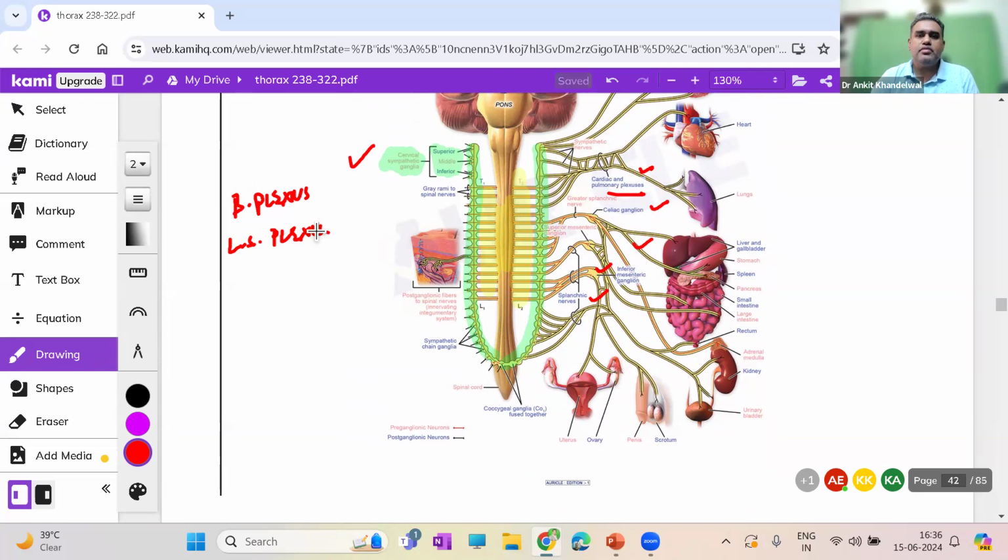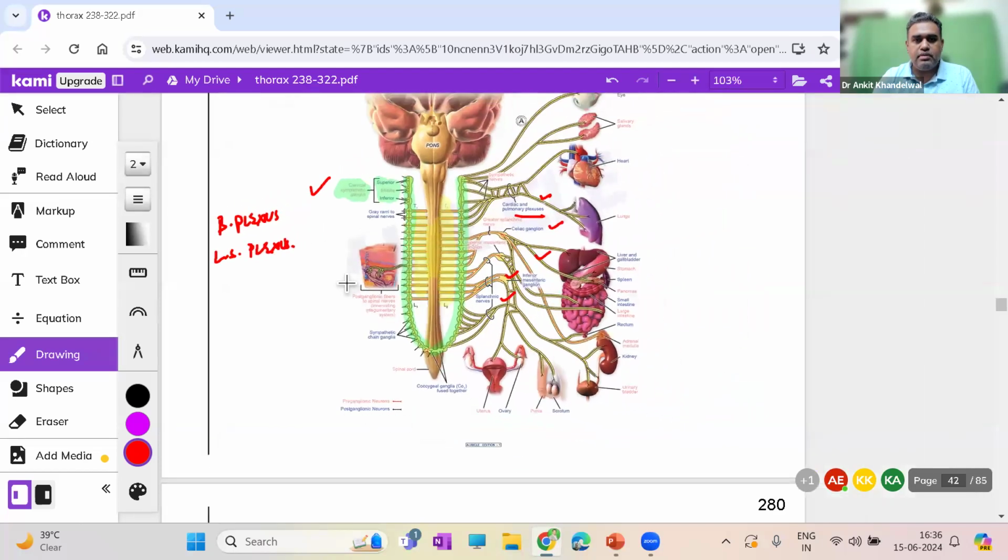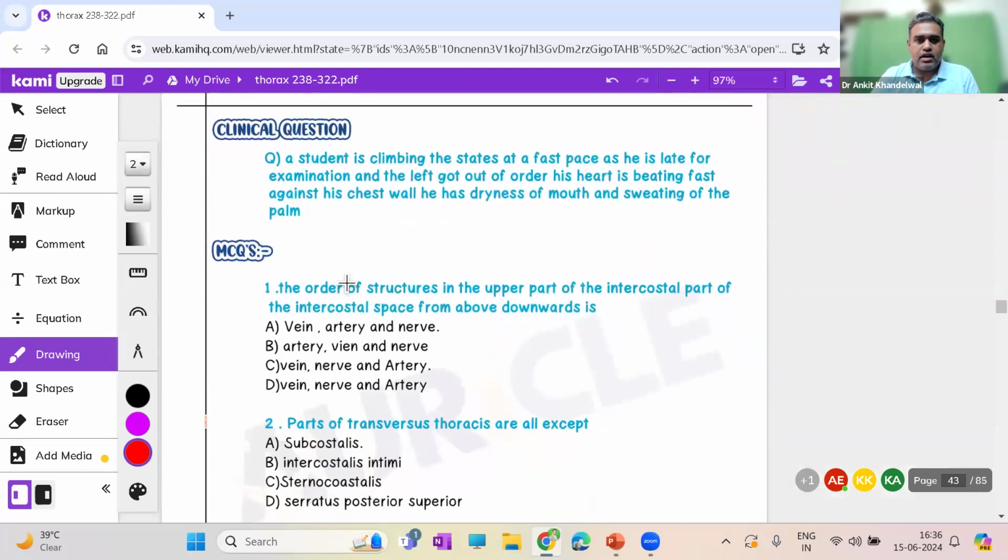That is good. Okay, this is the basic understanding of the difference between the chain and the ganglia over here. This will help you in understanding it better. Okay, let us see some questions.